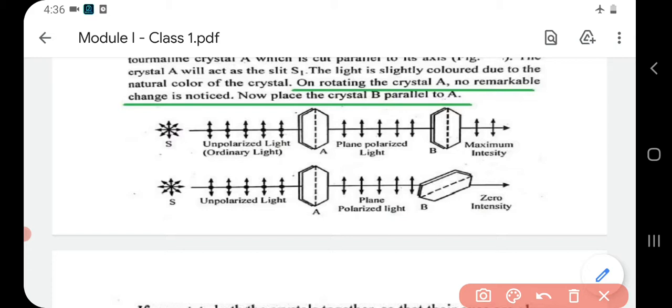Now, what is unpolarized light? It means in that light particles vibrate in all directions. What is plane polarized light? That is, all the vibrations are confined to a plane.